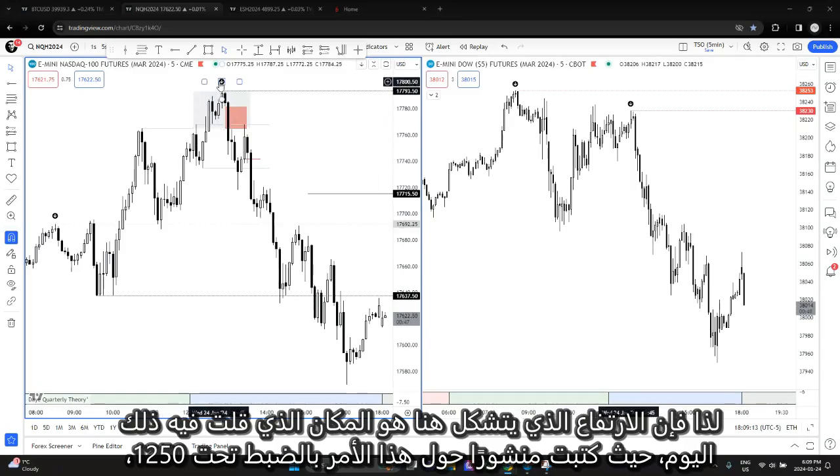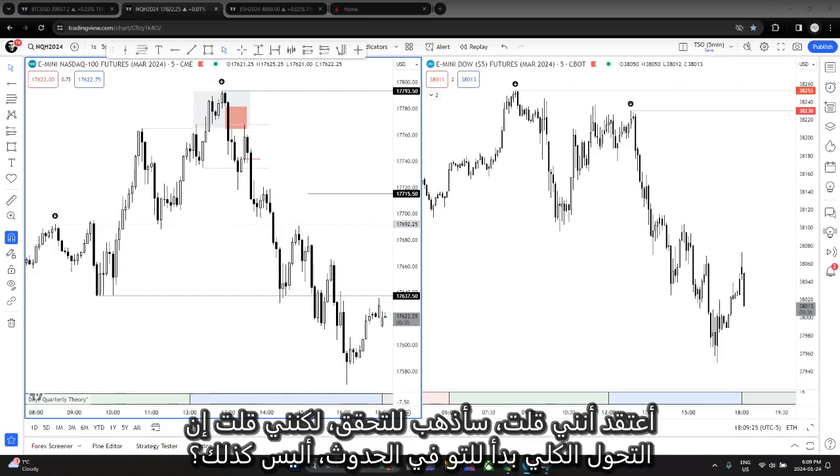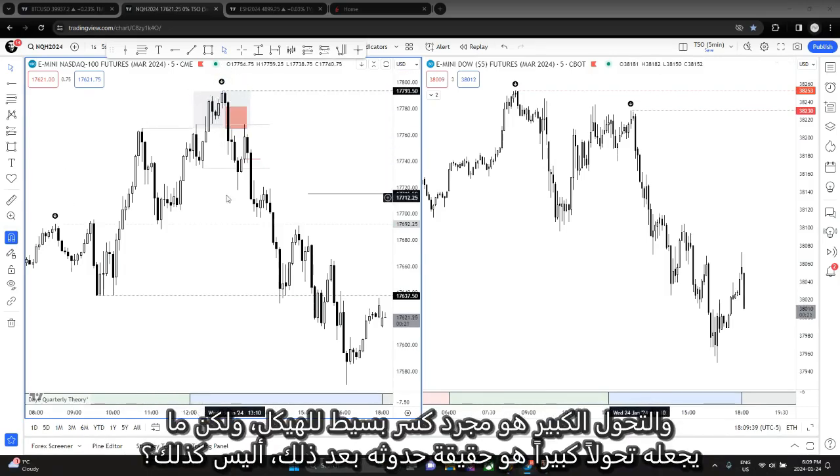So the high which forms right here, this is where today I made a post on this exact candle, 1250. I believe I said, I'll go check back. I said macro shift just waiting to happen, right? So a macro shift occurs after there is this specific sequential SMT, right? And a macro shift is just a simple break of structure. But what makes it a macro shift is the fact that it happens after this, right?